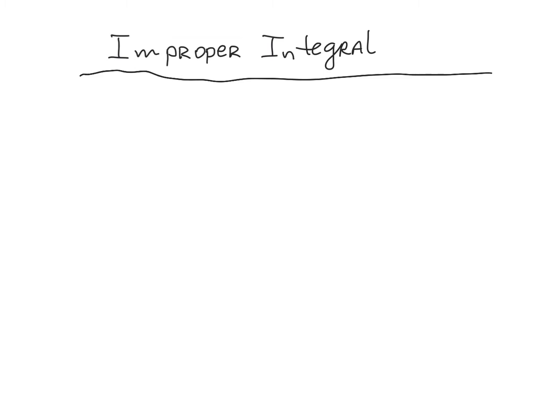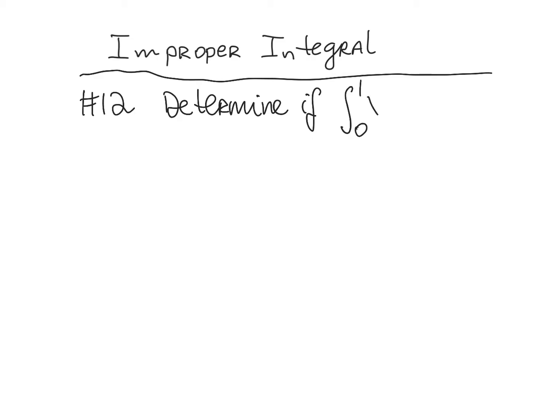In this video, we're going to look at another example of an improper integral and how to determine if it converges or diverges, and if it converges, what it converges to. So the example we're going to look at is the integral from 0 to 1 of x natural log of x.